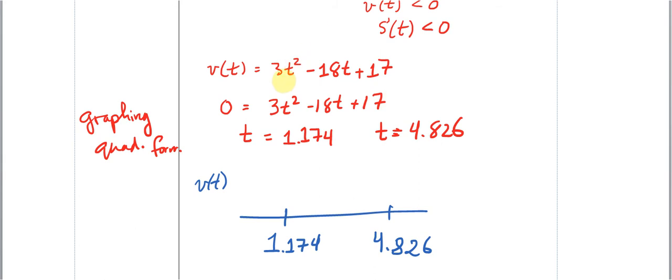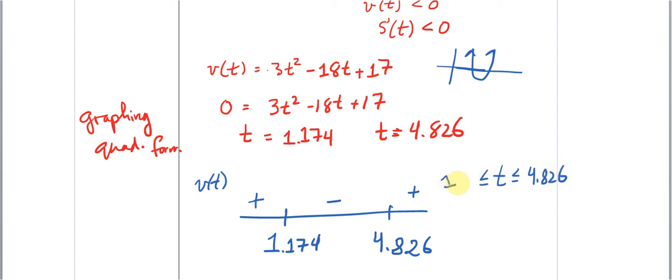This being a quadratic with the leading term positive, I know that it's going to look something like this, some graph that looks kind of like this, so that I know that the graph is going to be negative here, positive here, and positive here. If I didn't know this was a quadratic, I'd have to test it, but just using our knowledge of the shape of functions, we can deduce that quite quickly. So you can see here that the velocity is negative between 1.174 and 4.826. So our final answer is when t is between 1.174 and 4.826.